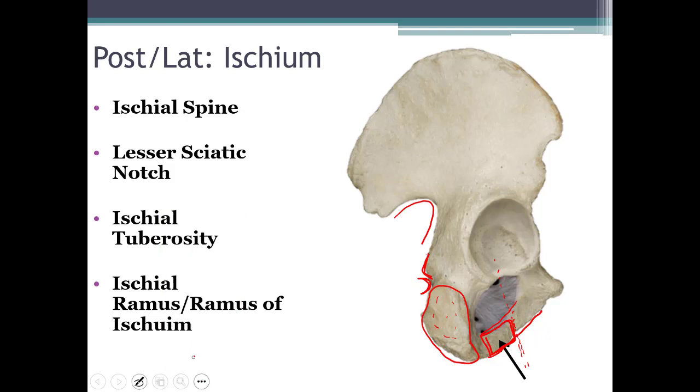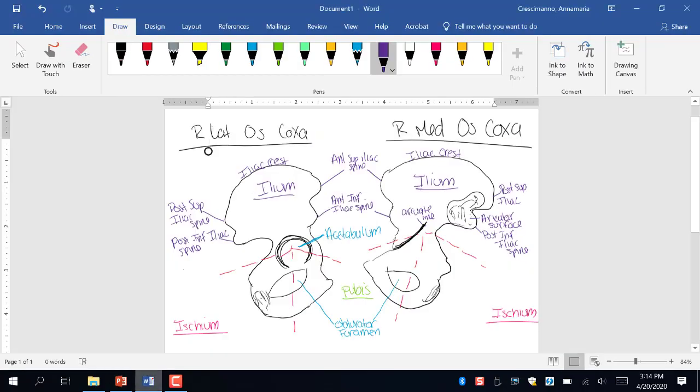Let's go back to our Word document and label it. So I have the ischial spine here. Below that, this little itty bitty notch is the lesser sciatic notch. And then this rough area here is the ischial tuberosity. And then this half of the ramus here would be the ramus of the ischium.